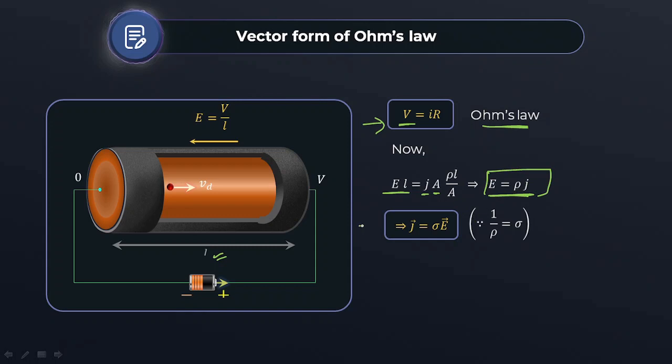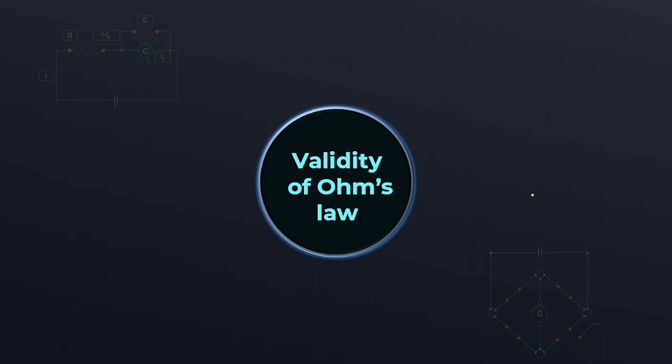So from here now, can I say that current density will be equals to sigma into E, where sigma is conductivity, right? And rho is of course resistivity. Is it clear, everyone? Simple, easy, right? Now, next, let us move forward.